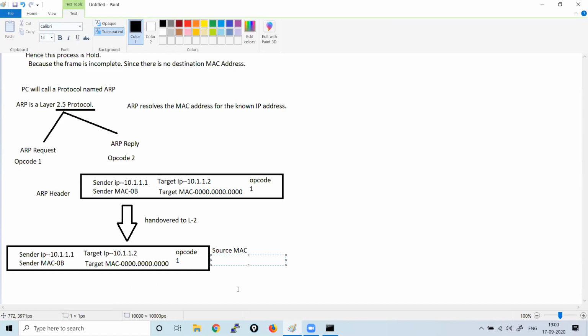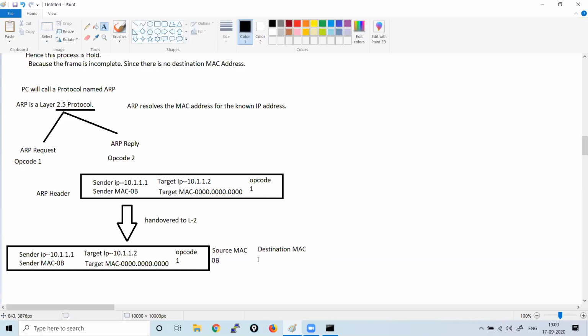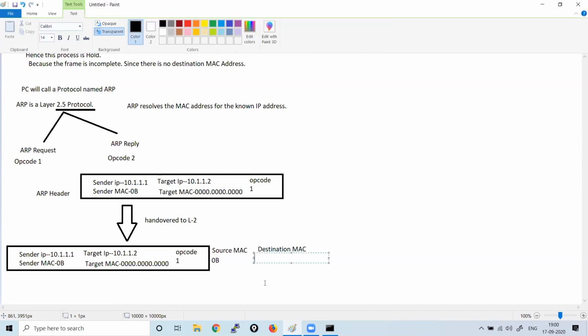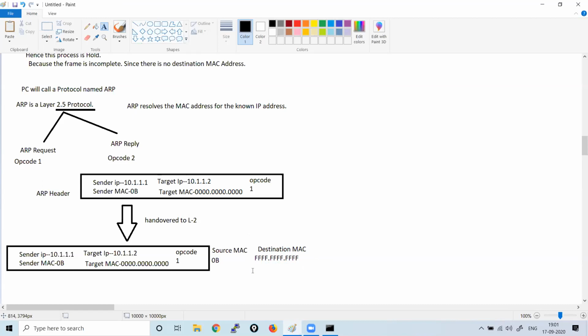Source MAC. What is the source MAC? Exactly the same which is mentioned in the ARP header. Now, what is the destination MAC? All zeros? No, all zeros is specific to the ARP header. Yesterday, I told you something about the global broadcast address. Remember? FFFF. This is the global broadcast address used over here.